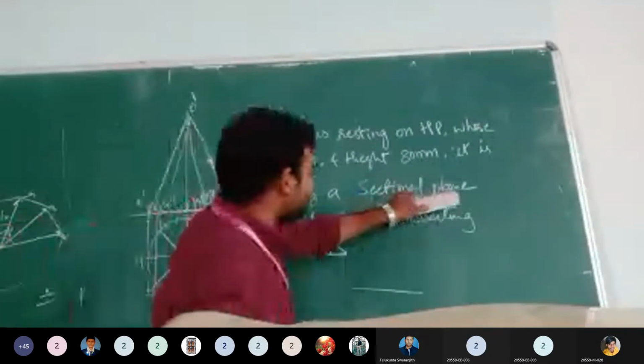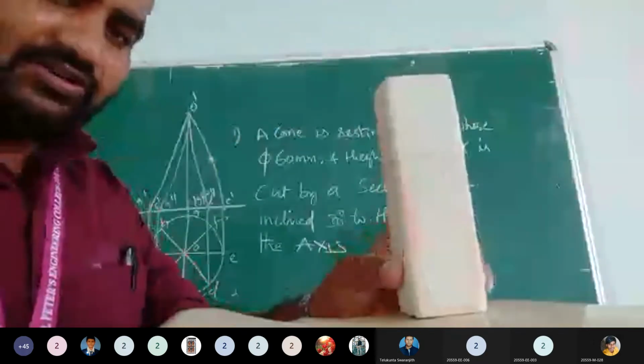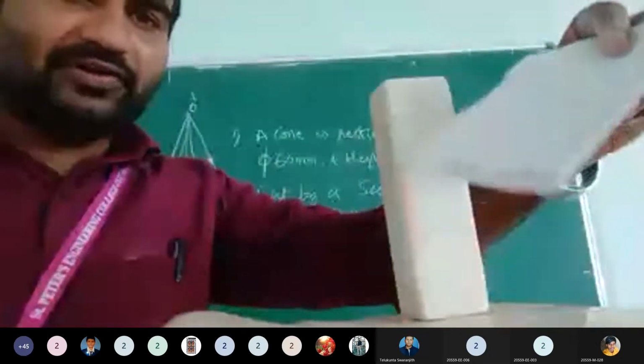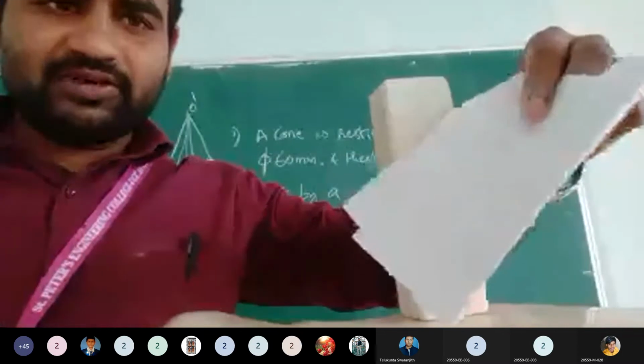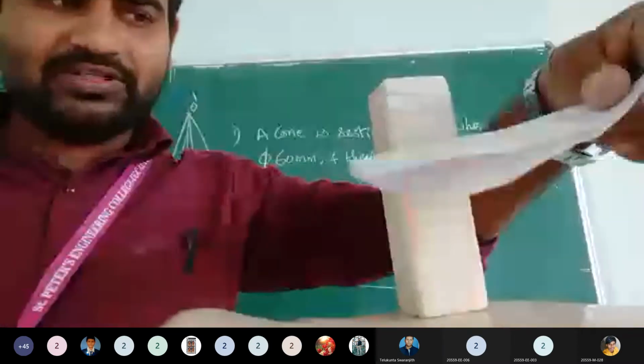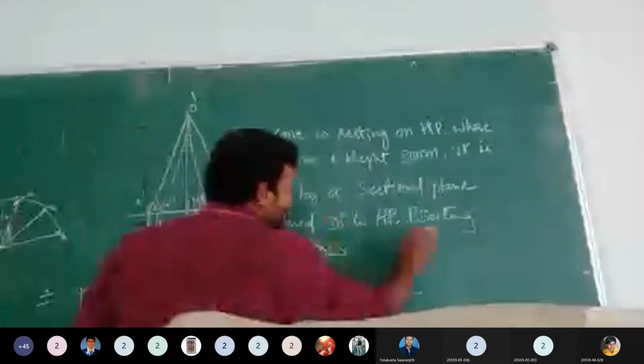And it is cut by a sectional plane inclined 30 degrees to HP. HP means this is your HP. Okay. It is resting on HP. And if you are cutting this one, what happens? This is your plane. If it is inclined to 30 degrees, it will cut like this. Yes or no? Like this, it will cut. Yes, sir. Okay. Now, if you are observing this here, it will cut at 30 degrees, bisecting the axis.